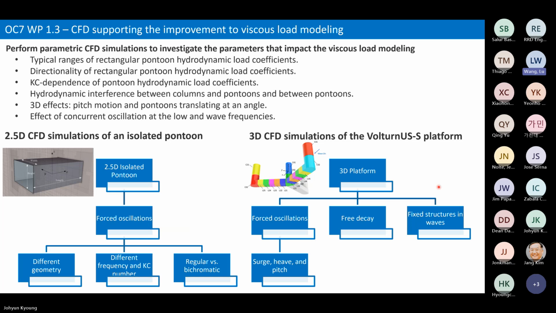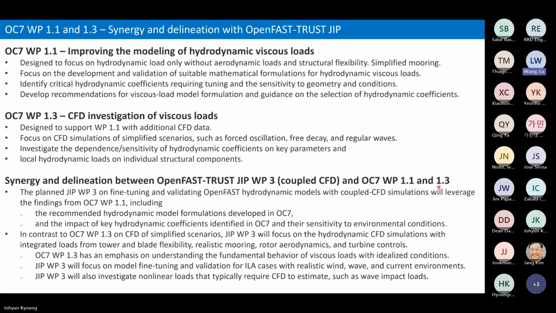So next slide. All right, sorry for the wall text, but I'll try to summarize a little bit. So this slide basically summarizes the key objectives of the OC7 phase 1 investigation and how it aligns and differs from the proposed JIP. So in particular, work package 3 of the JIP on calibrating OpenFAST hydrodynamic models using coupled CFD simulations. So as I guess I've already discussed, OC7 phase 1 is primarily focused on developing and validating improved mathematical model formulation for the hydrodynamic viscous loads.